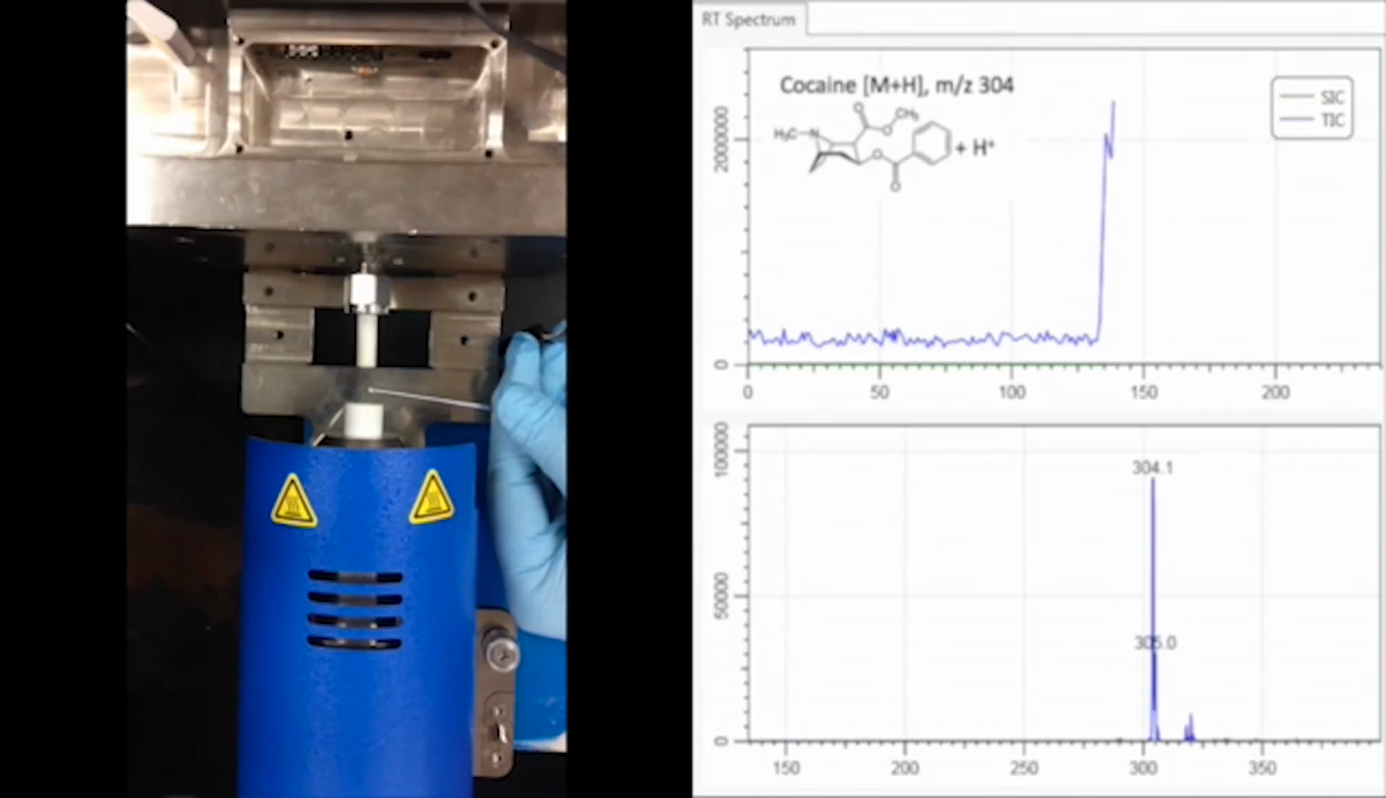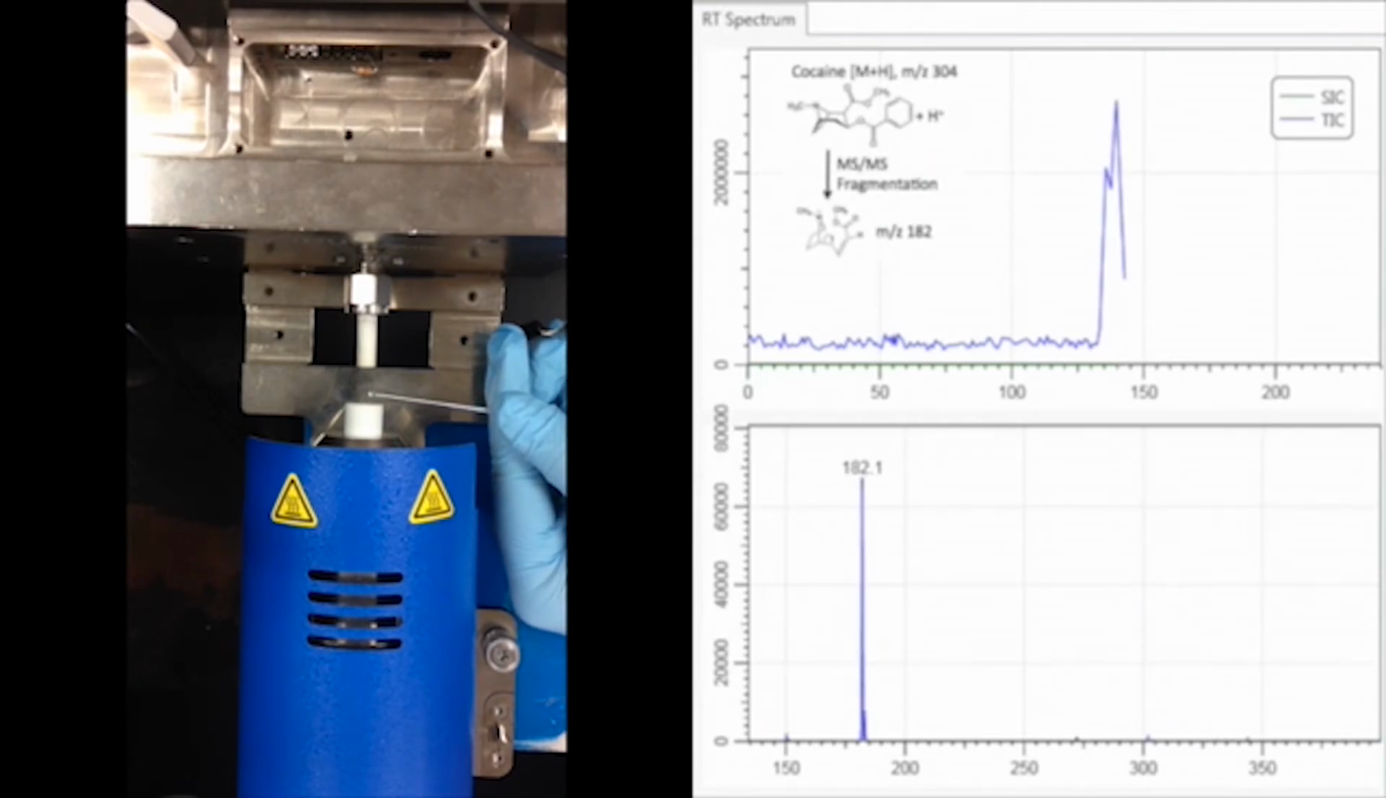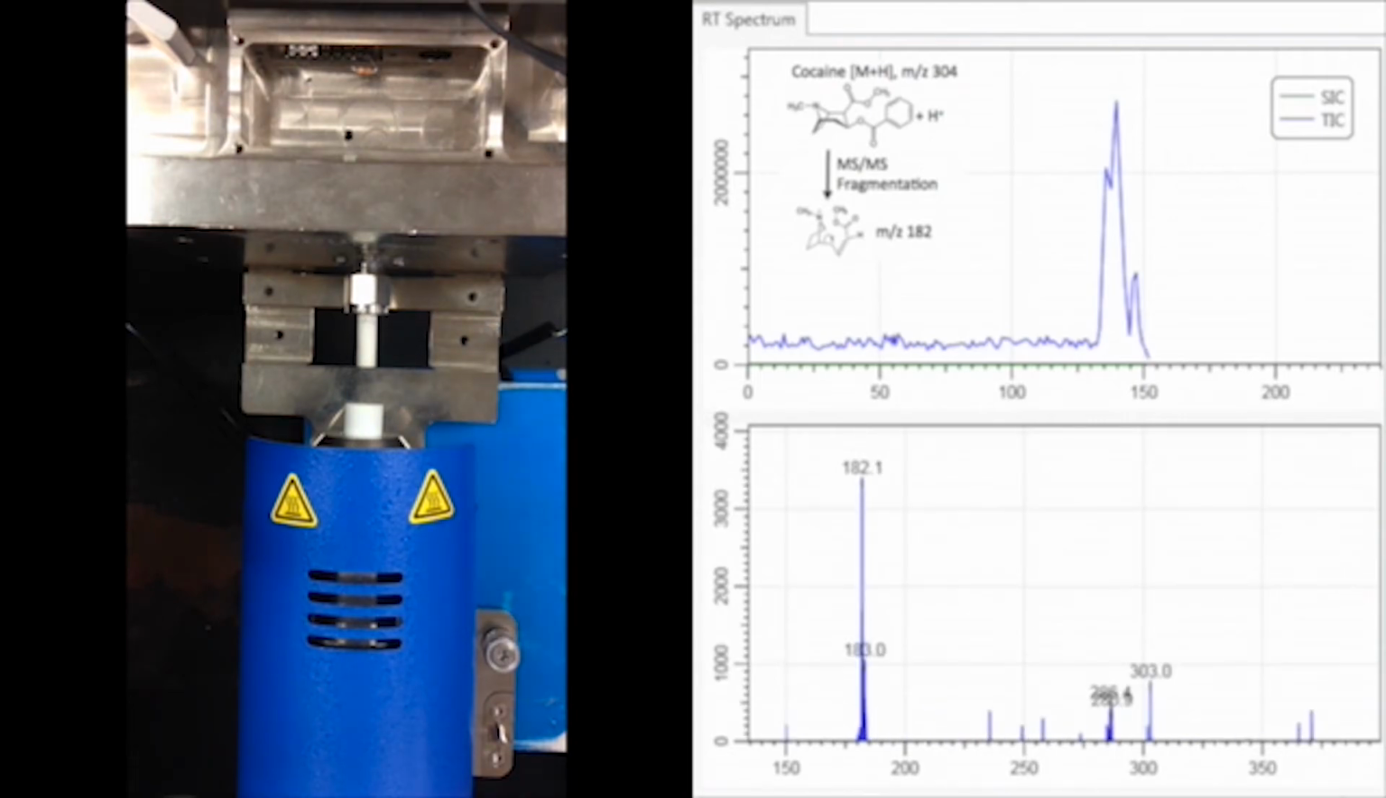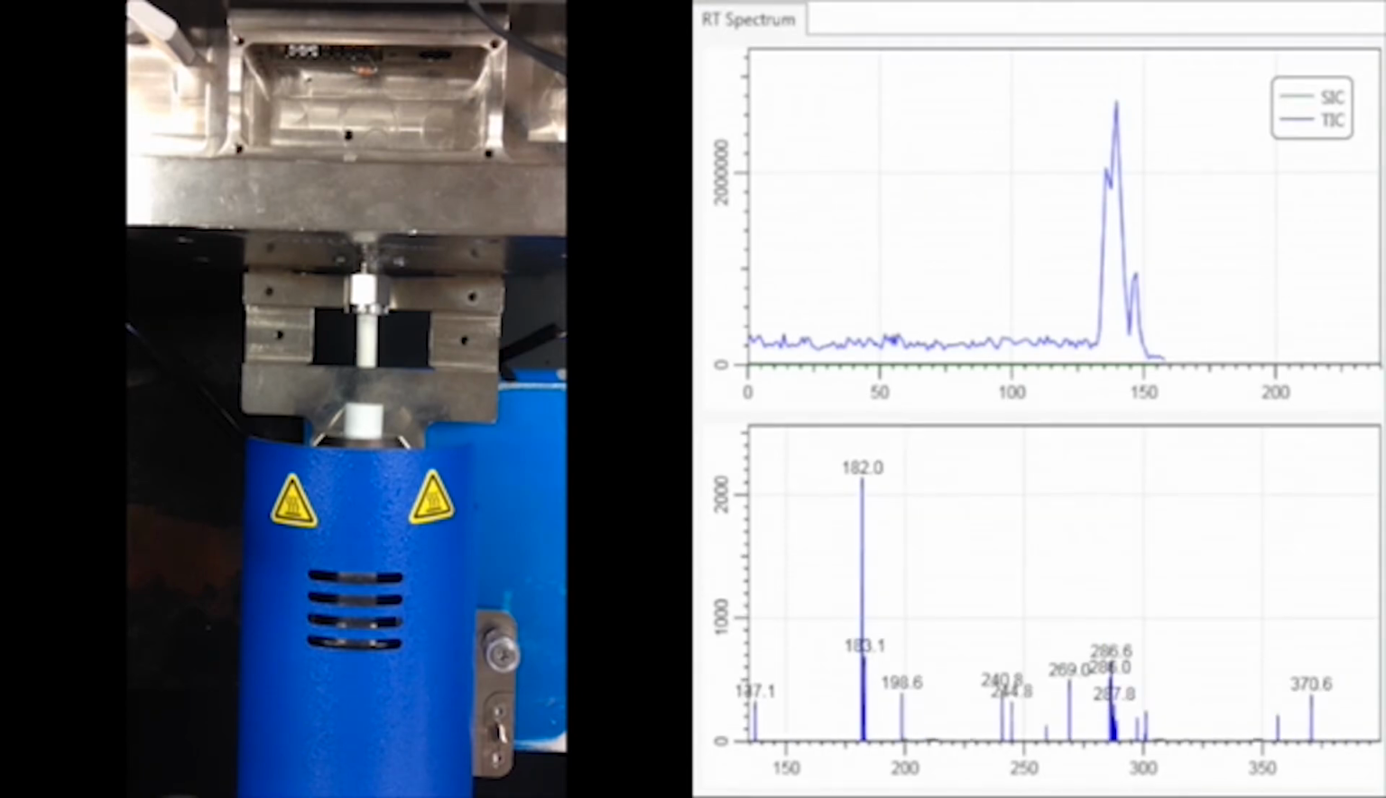She puts it in the gap, and she gets, boom, that 304 peak for cocaine. This is how most crime labs run it. You can ignore this fragmentation part for right now. This is a good preview of the next video when we talk about MSMS fragmentation. But you saw she had a little bit of cocaine residue on that capillary on the closed end. She shoved it into the inlet, and she got the peak.